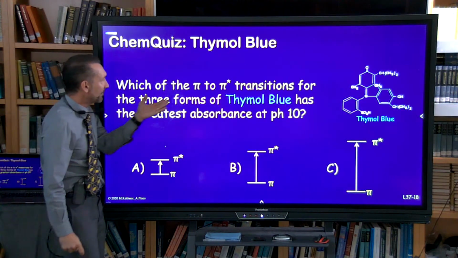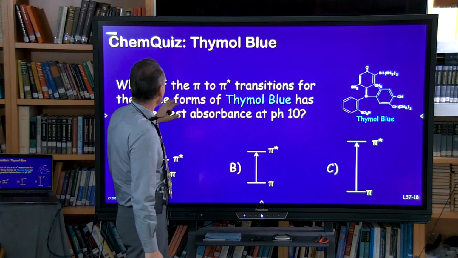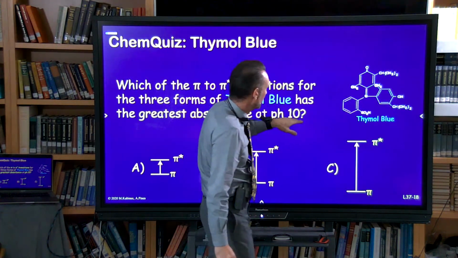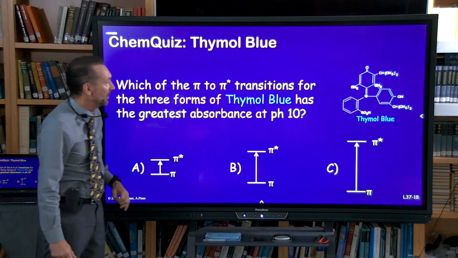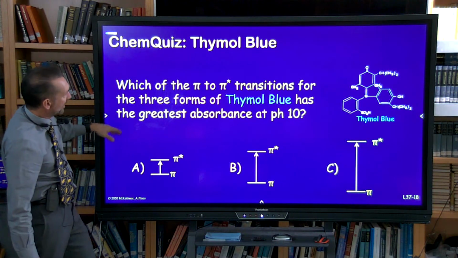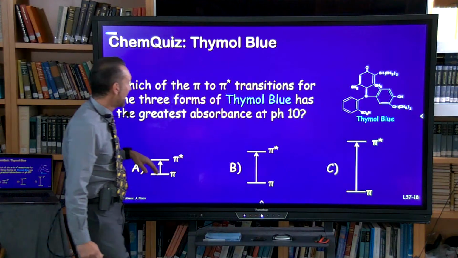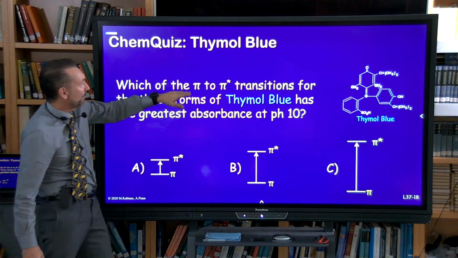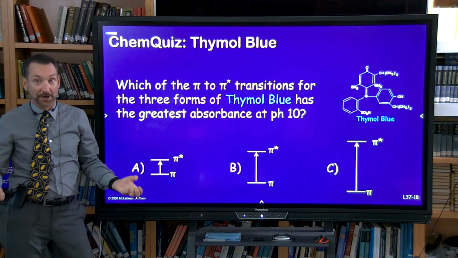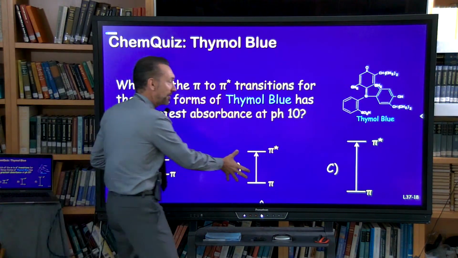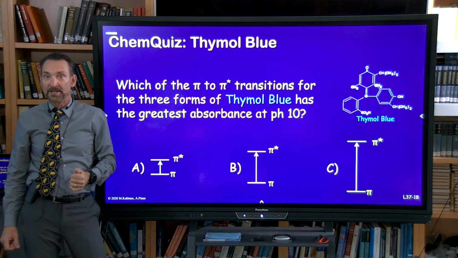Okay, here we go. Which of the pi to pi star transitions for the three forms of thymol blue? So there is thymol blue, not a very good structure. I should make a better one there. Apparently I just cut and pasted out of something. But there is thymol blue, with the various acidic protons on it. Which of the pi to pi star transitions, so it's some molecular orbital somewhere, and here are the three of them responsible for red, yellow, and blue.